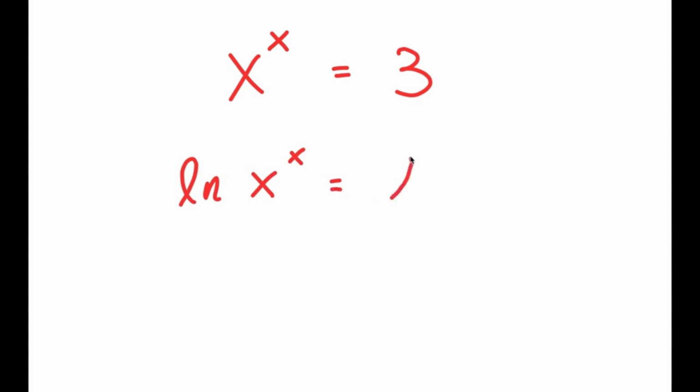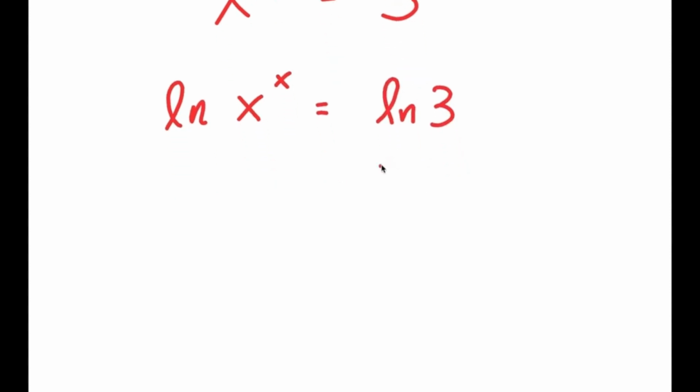Alright, so in this video, I'm going to solve the equation x to the power of x is equal to 3. So, to solve this, I'm going to first start by taking the ln, or natural log, on both sides. So I get ln of x to the power of x is equal to ln of 3.